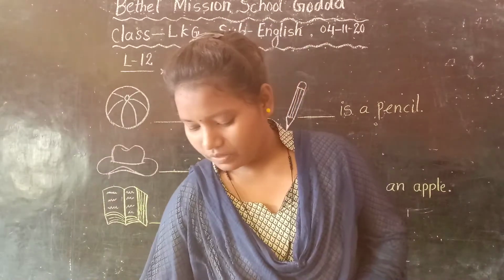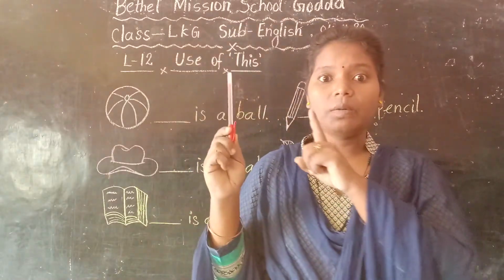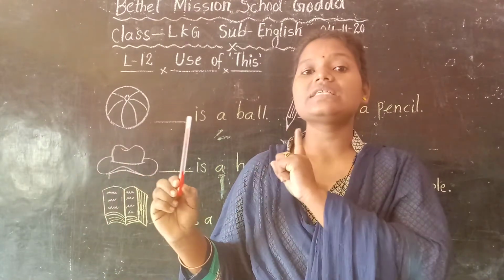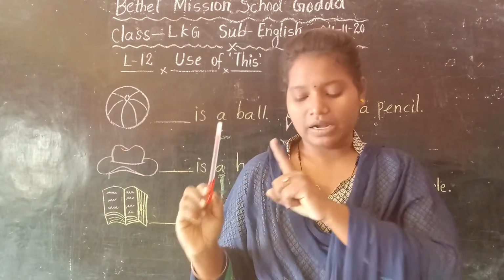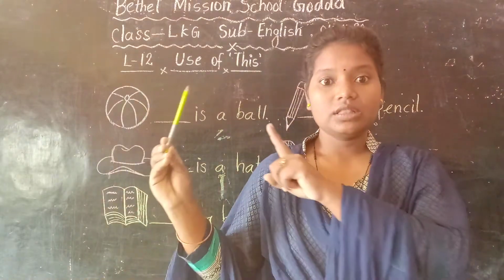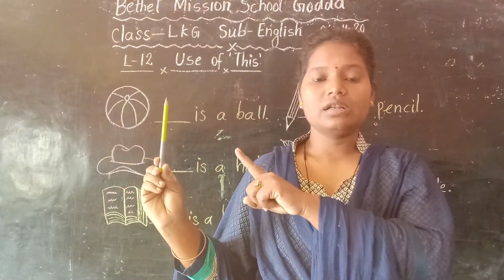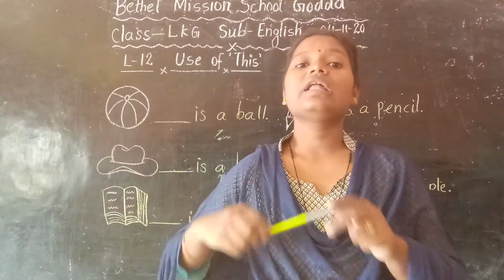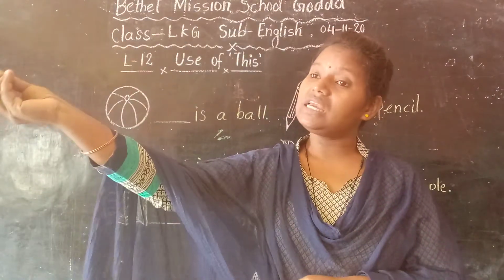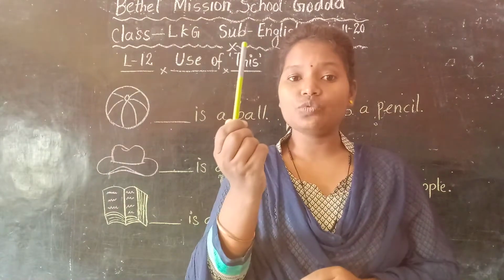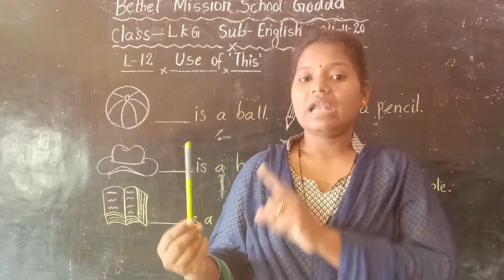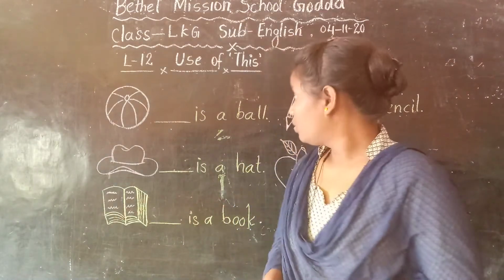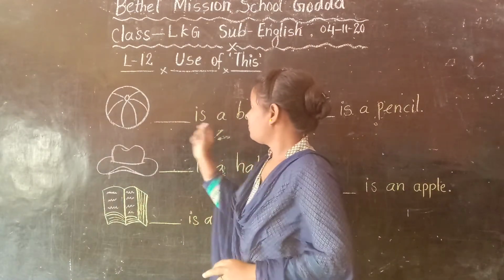Okay, and this is a pen. So it is with me or near me. Then I can say this is a pen. Next, this is a pencil. Suppose this pencil is far away somewhere. Then I can say that is a pencil. So if the pencil is with me or near me, then I can say this is a pencil. Okay, so we'll see the exercise.